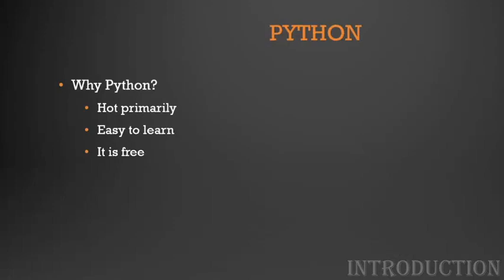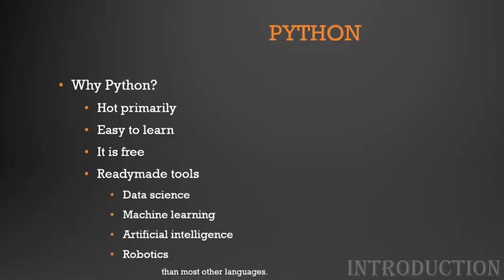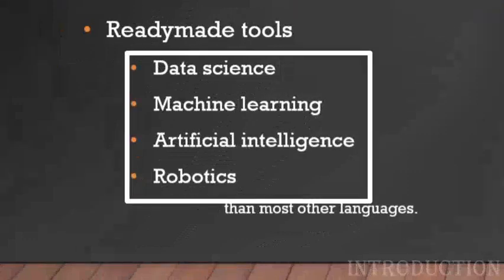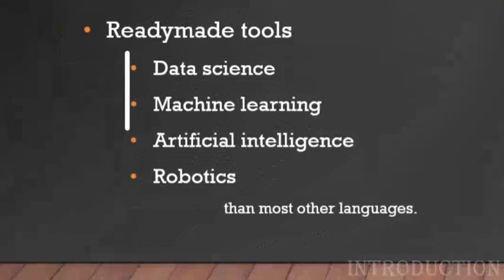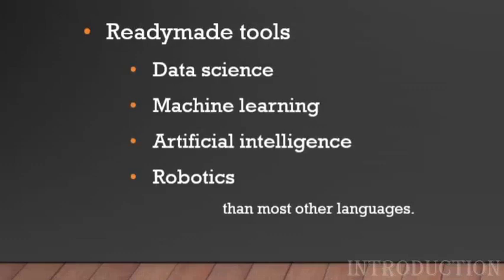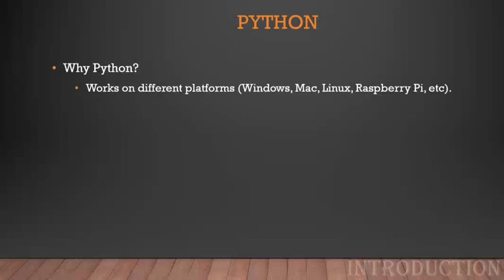Python offers ready-made tools for current hot technologies. Here we have all the hot technologies that are going on: data science, machine learning, artificial intelligence, and robotics. Python offers ready-made tools for all these hot technologies, whereas most other languages lack this feature. And there are a few more reasons.